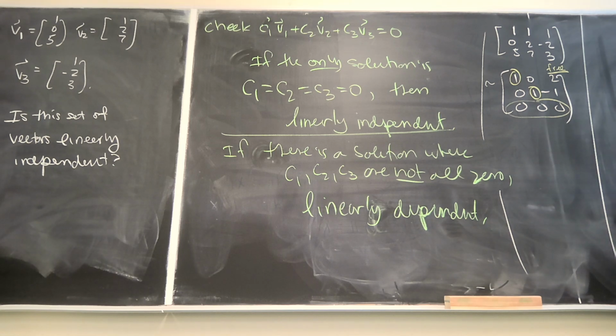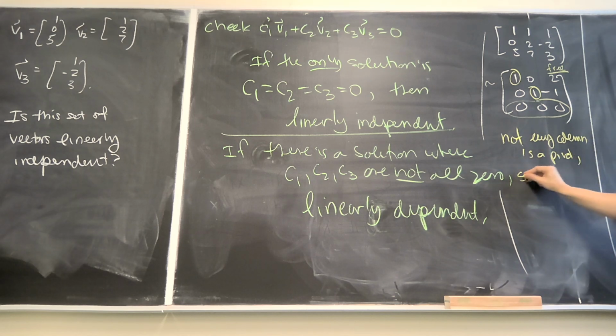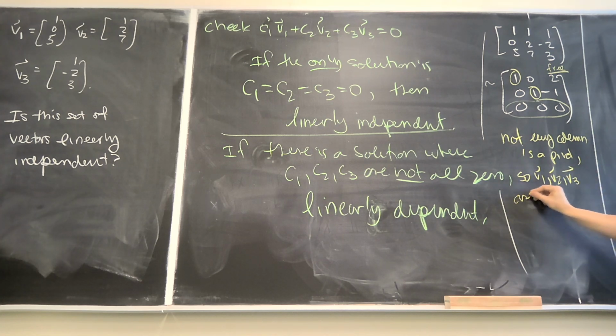what was the conclusion? What should I be paying attention to? What is my conclusion? Two of the columns are pivot columns. You have an answer to that one, Sarah? Yeah, it's linearly dependent. So not every column is a pivot column. Not every column is a pivot. So V1, V2, and V3 are linearly dependent.